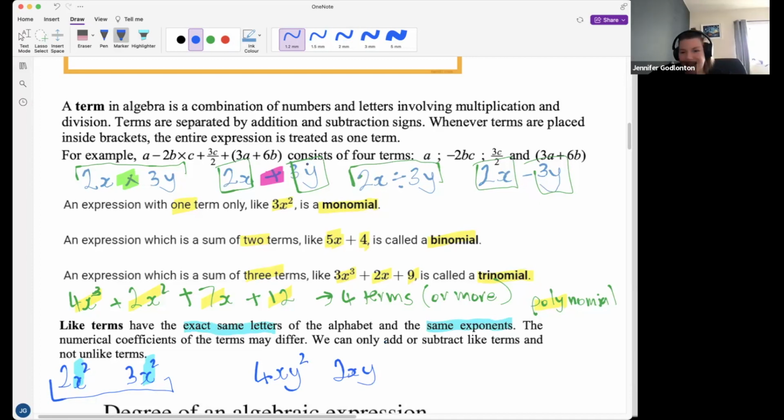Keep those answers coming. Yes, good. Okay, so the x's are the same. That's cool. But my y's, I've got 2 y's here and I only have 1 y here. So that means that they are not like terms because they don't have the same variables and the same exponents. All right. If you want to take a screenshot, please feel free. And then we're going to chat about degrees.